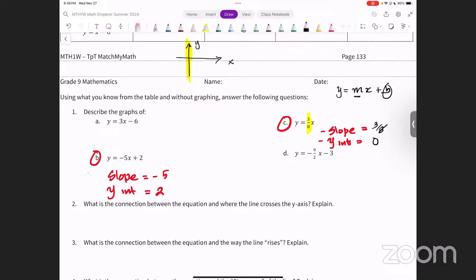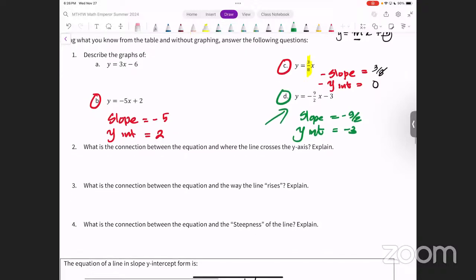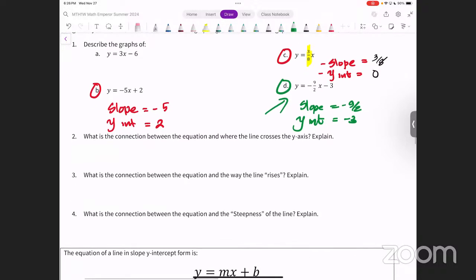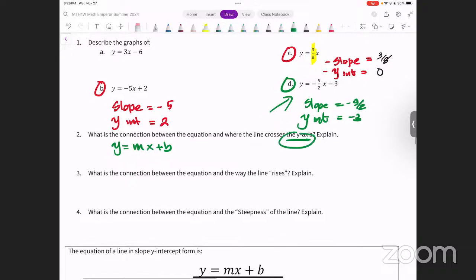All right, Vishali, here, D. What is the slope, Vishali? -9/2. What is the y-intercept? -3. Are you following that? So what is the connection between the equation and where the line crosses the y-axis? When the equation is in the form mx plus b, where it crosses the y-axis is the b value, isn't it? So that is the y-intercept, we call it.